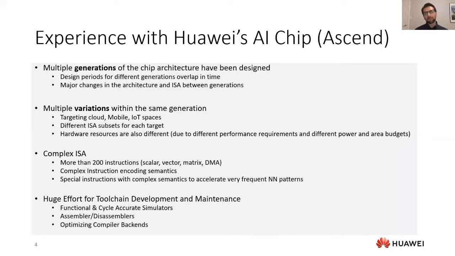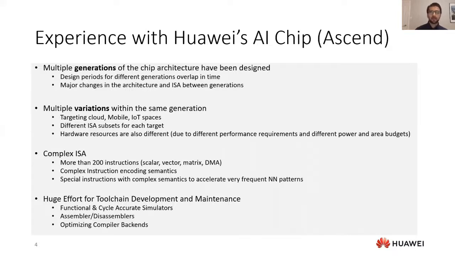So we have learned from a few experiences with some of the Huawei chips that we have built in-house. So for example, some observations from an AI chip that we developed before, we had multiple generations of the chip architecture which were designed, and the design periods for different generations overlapped in time. There were major changes in architecture and ISA between multiple generations.